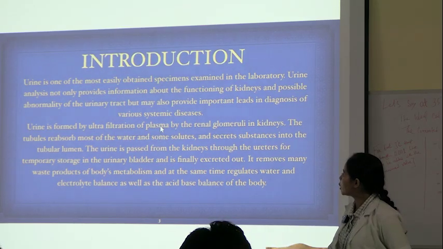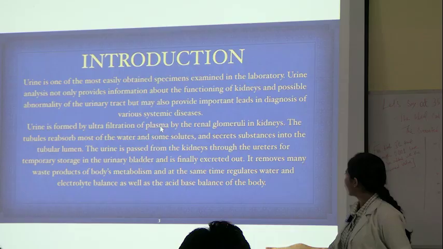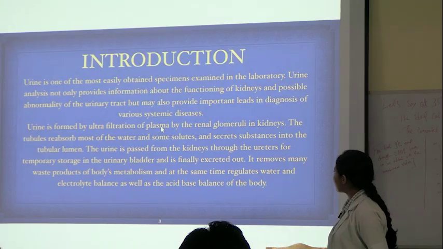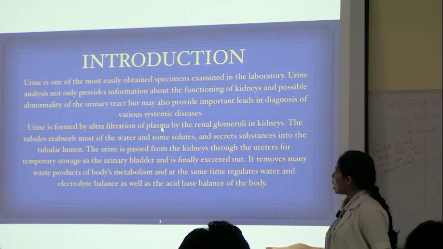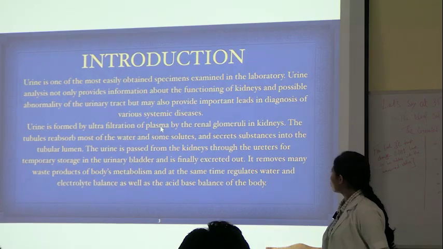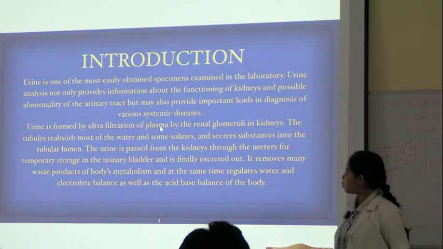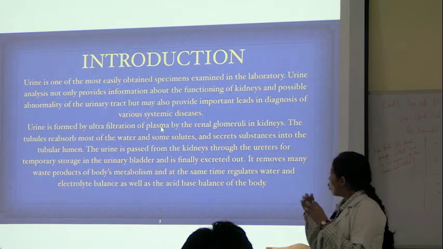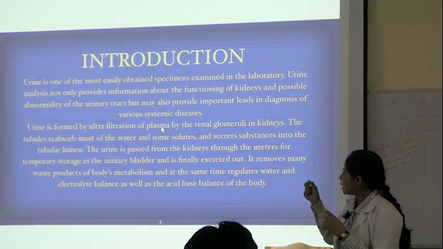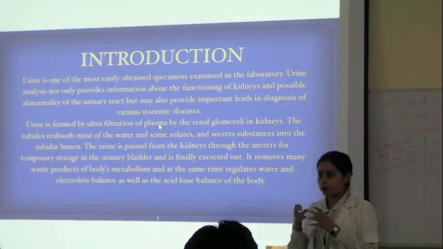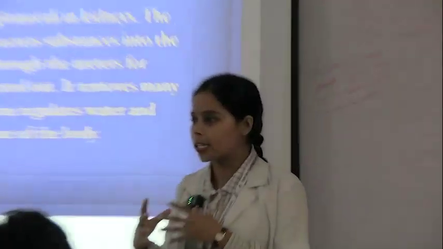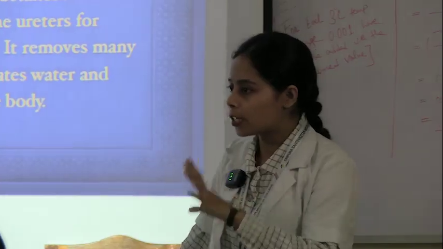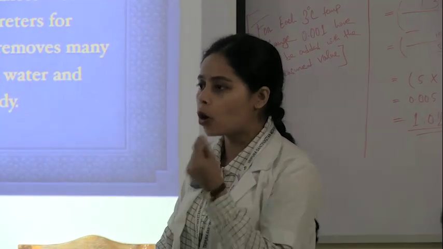Urine is formed by ultrafiltration of plasma by the renal glomeruli of the kidneys. The tubules reabsorb most of the water and some solutes and secrete substances into the tubular lumen. The urine is passed from the kidneys through the ureters for temporary storage in the urinary bladder, and we finally excrete it out. So basically the blood goes to the renal glomeruli, okay. From there the kidney absorbs some constituents, and the constituents that are excreted out come out in the form of urine. So the excreted part is the urine that we call, which has the components that we will talk about here.